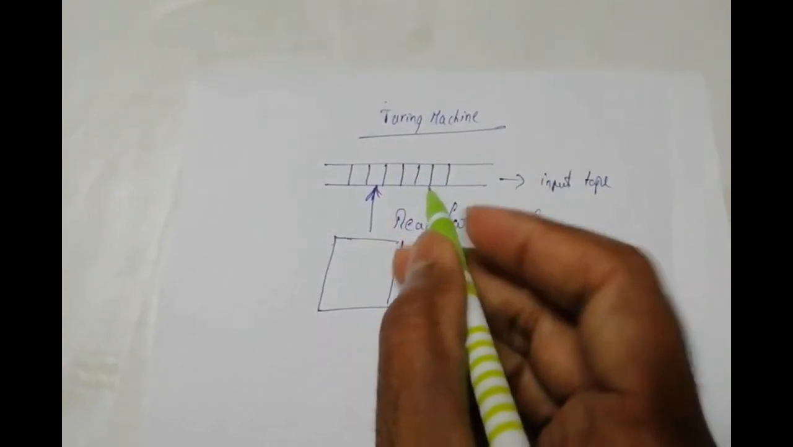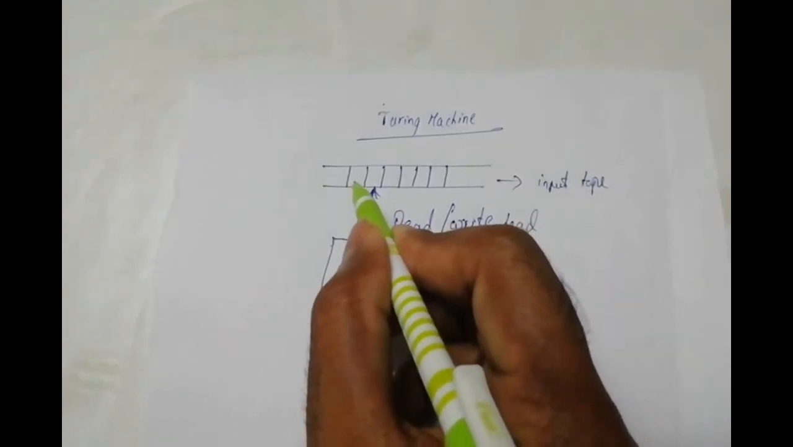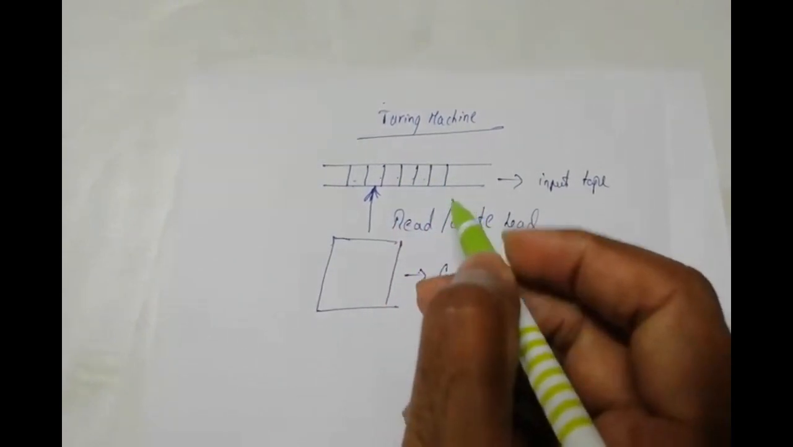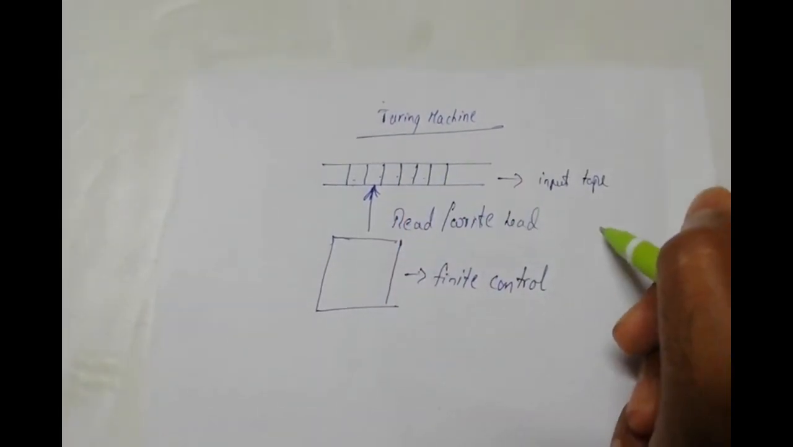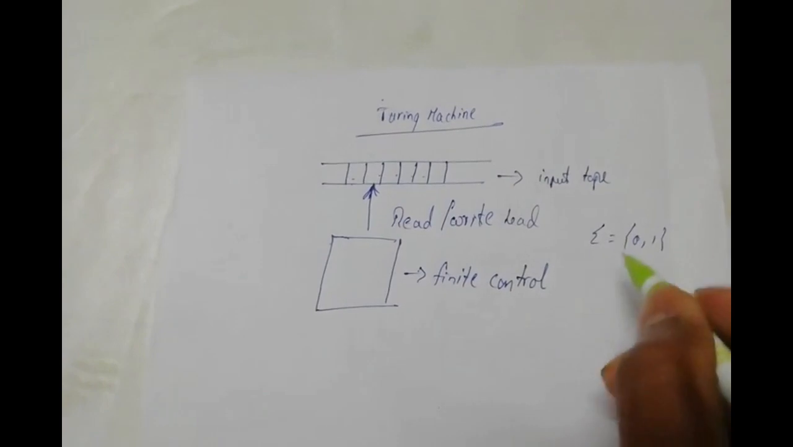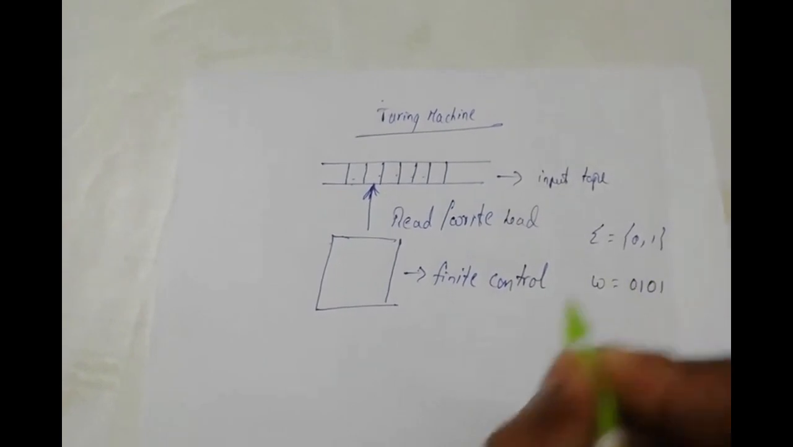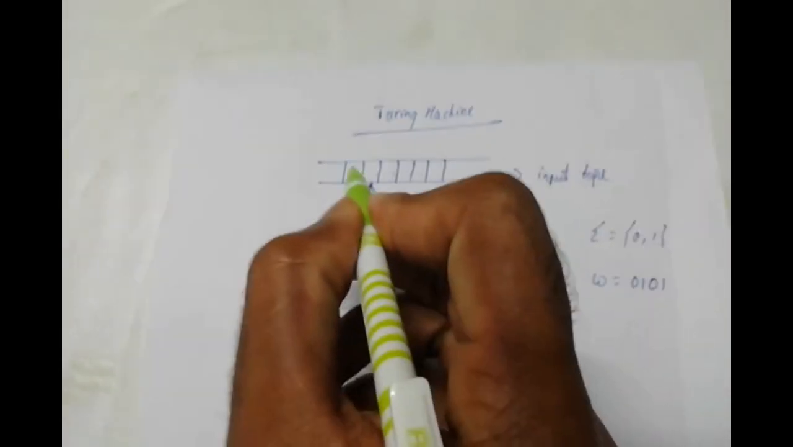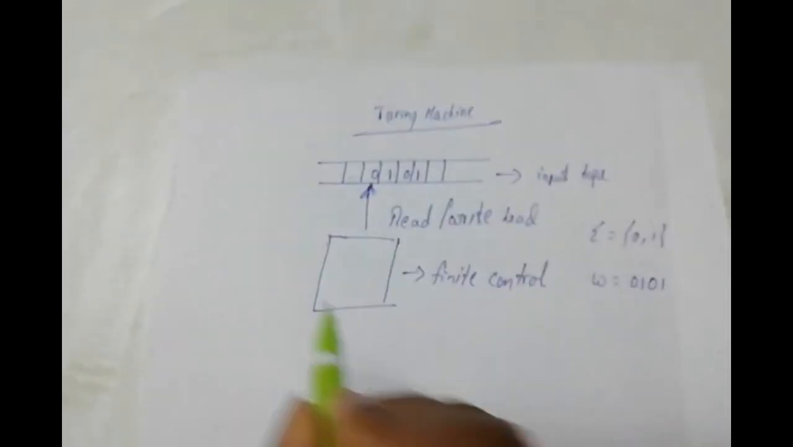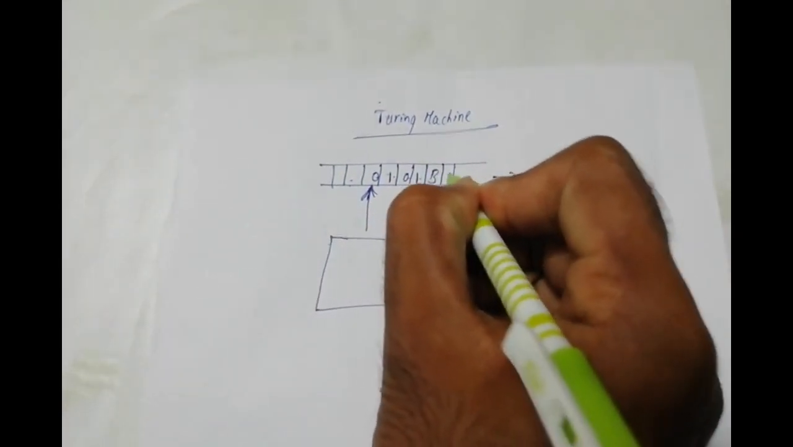Coming to the input tape, it is used to accommodate input symbols. Input tape is divided into number of cells, and each cell is capable of storing only one bit of information. For example, consider the input symbols sigma is equal to {0, 1}. Let us consider a random string w is equal to 0101. This random string can be accommodated in the input tape as shown: 0, 1, 0, 1. All the rest of the cells that belong to the input tape are filled with the blank symbols.